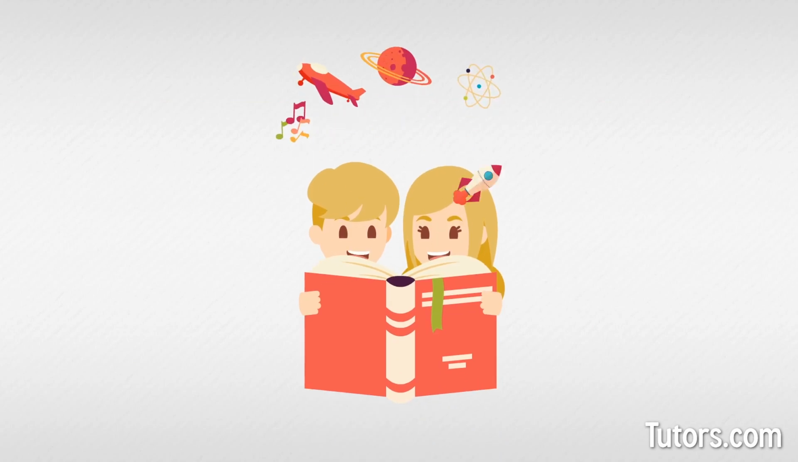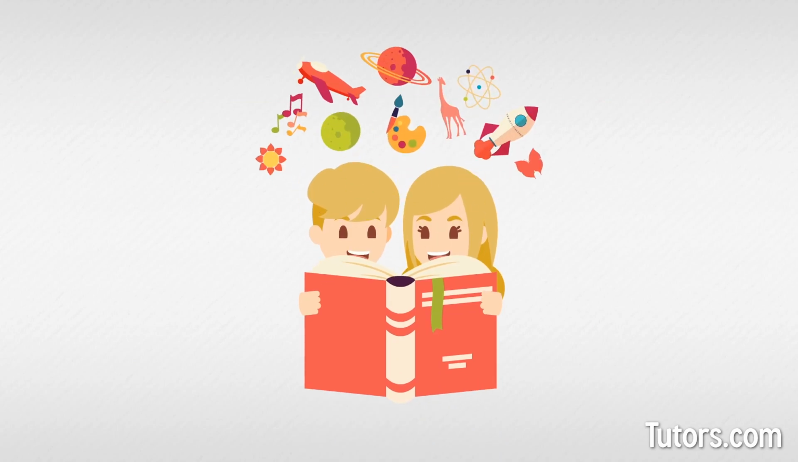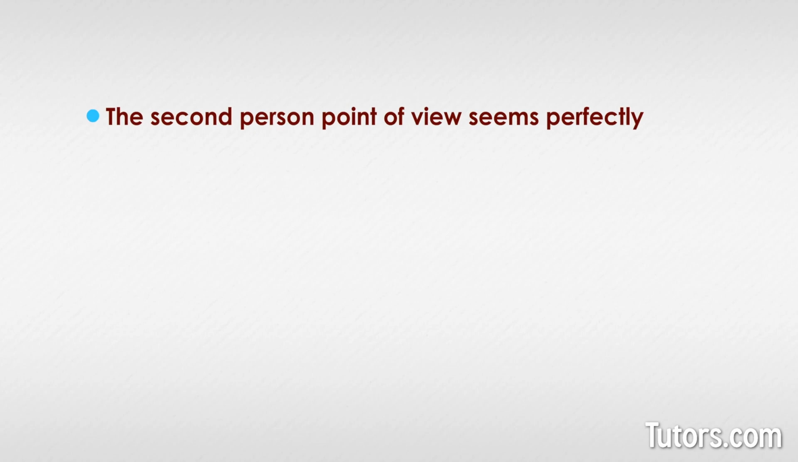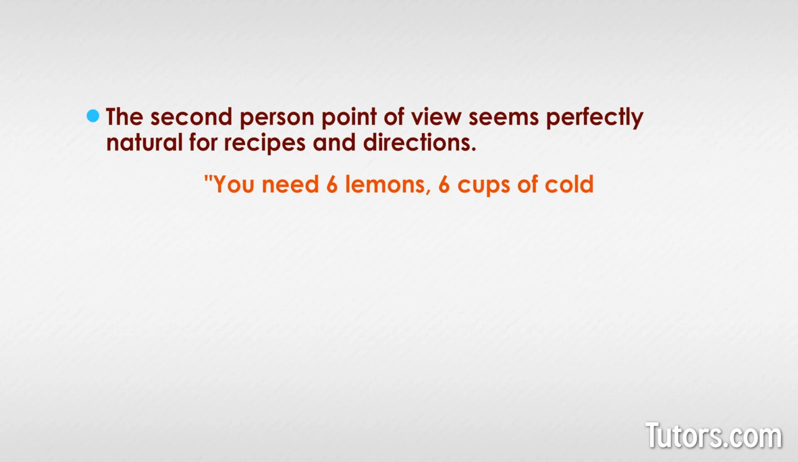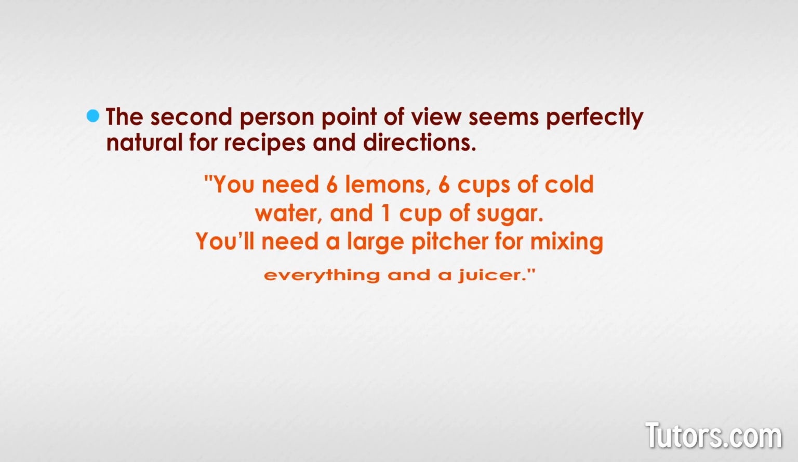Second person helps to deeply immerse new readers into many children's books. The second person point of view seems perfectly natural for recipes and directions. Here is a way to make lemonade written in second person. You need 6 lemons, 6 cups of cold water, and 1 cup of sugar. You'll need a large pitcher for mixing everything and a juicer. With instructions and directions, the subject you is understood and usually left out.